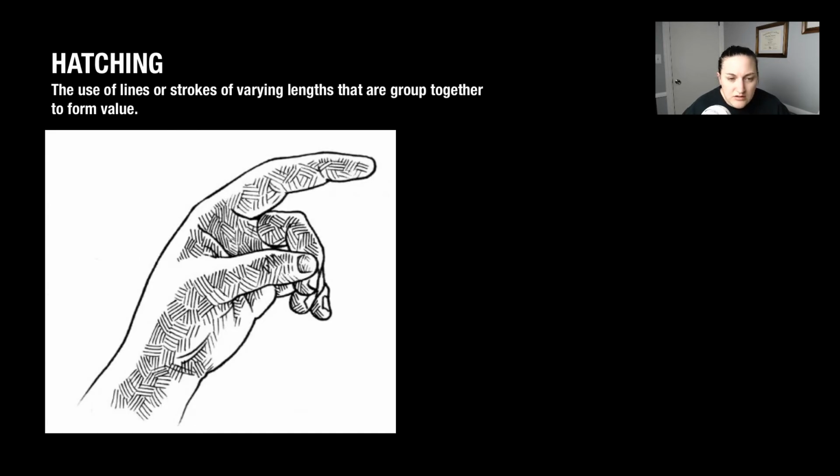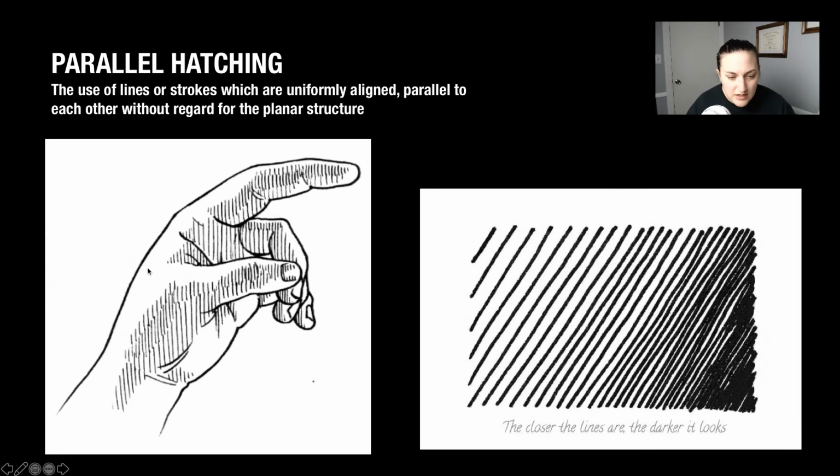Again, hatching here to show you the difference, where we do have parallel lines next to each other, but we have multiple directions of the hatching quality. They're turned in multiple different directions, and not concerned here with the planar structure. Notice here, the closer the lines are, the darker it looks. So again, their density determines the value.